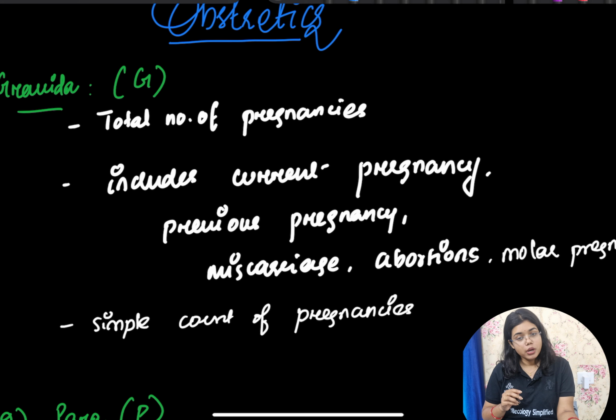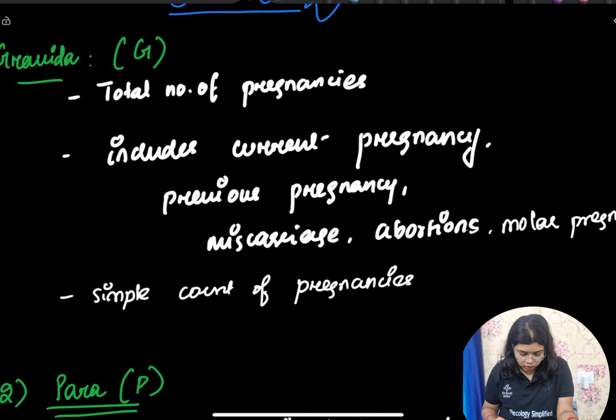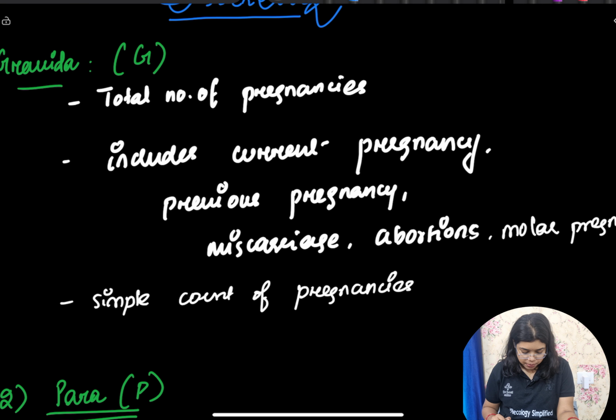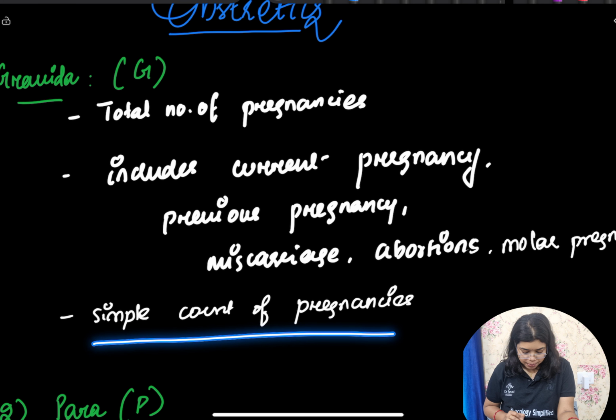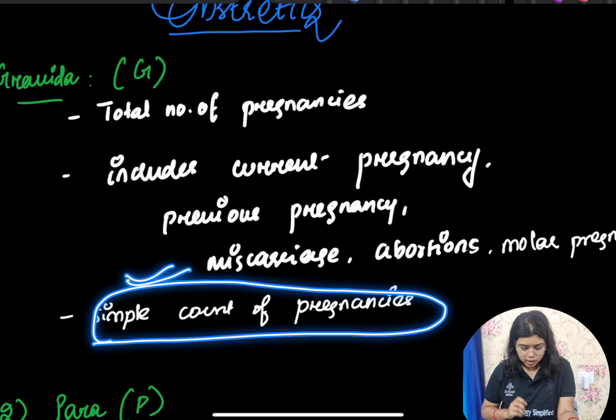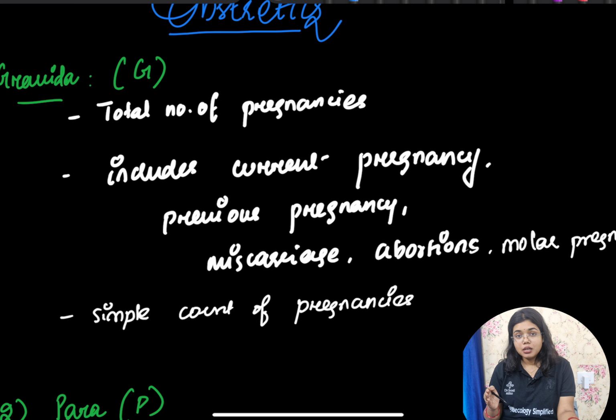So that is also included in the gravida, and also molar pregnancies as well as ectopic pregnancies. So in simple words, what is gravida? That is the simple count of pregnancies, the number of pregnancies. But what we should remember is that currently the patient should be gravid, should be pregnant. That will indicate G or gravida.